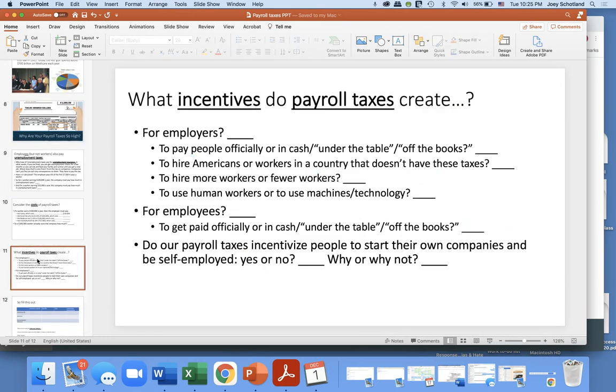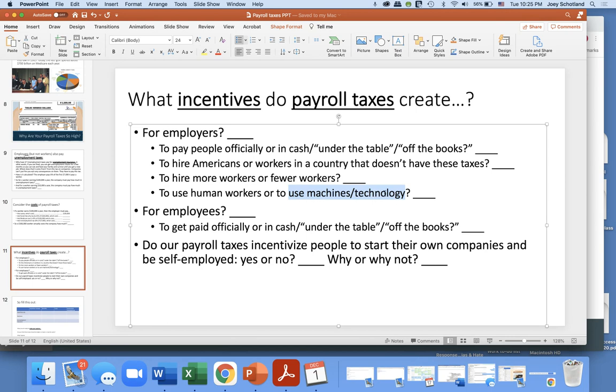So what incentives do payroll taxes create? What do they incentivize employers to do? Do they incentivize employers to pay people officially or in cash under the table and off the books? Do payroll taxes incentivize employers to hire Americans or hire workers in a country that doesn't have those taxes? Do payroll taxes incentivize employers to hire more workers or fewer workers? Do payroll taxes incentivize employers to use human workers or to use machines and technology?